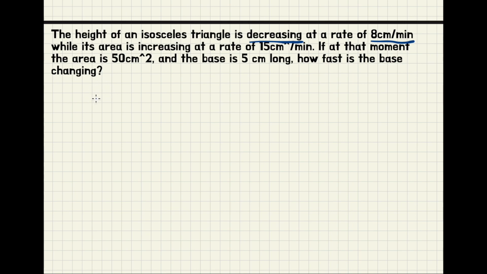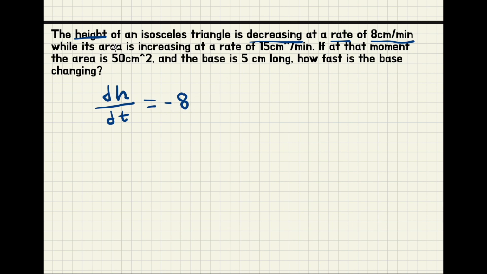Okay, so before moving on to the first step, what we need to do is write down what we have. Breaking it up, the height of an isosceles triangle is decreasing at a rate of 8 centimeters. Since it's a rate, we can say the derivative of height. Height is h, so dh over dt, because we differentiate with respect to time, is equal to 8. Is it positive 8 or negative 8? It's negative 8 because it's decreasing. So that is negative 8.